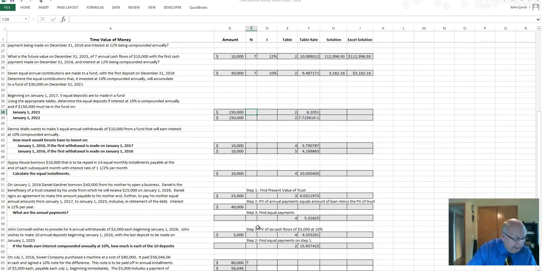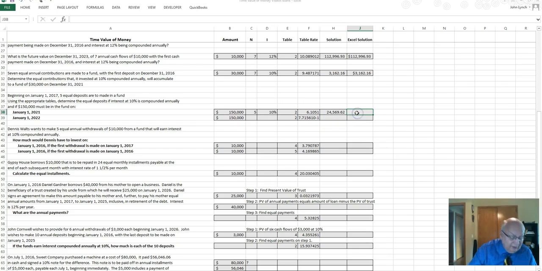And with this one we have, beginning on January 1st, 2017, 5 equal deposits made into a fund. Okay, so that makes an annuity. That's why it's table 2. Using the appropriate table, determine the equal payment. Okay, so on this one it's for 5 payments, 10%. So we look at table 2, 10%, you come up with that number. And then you have the 150,000 divided by this one, it gives you 24,000.